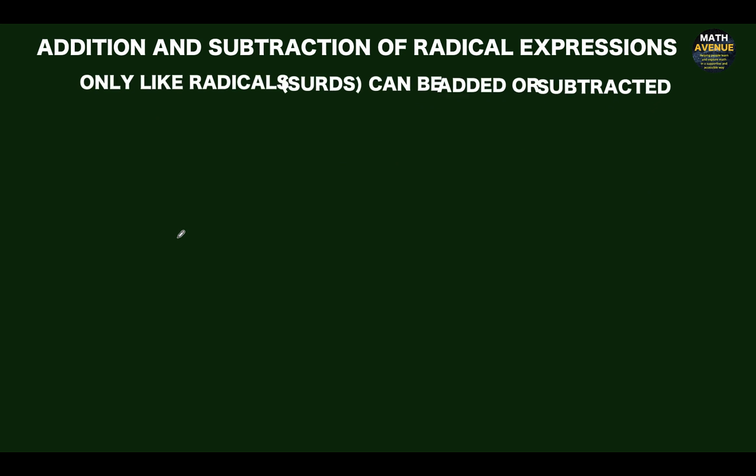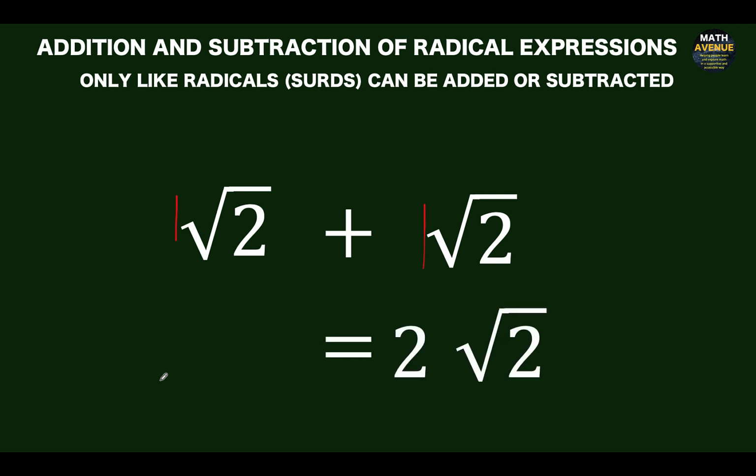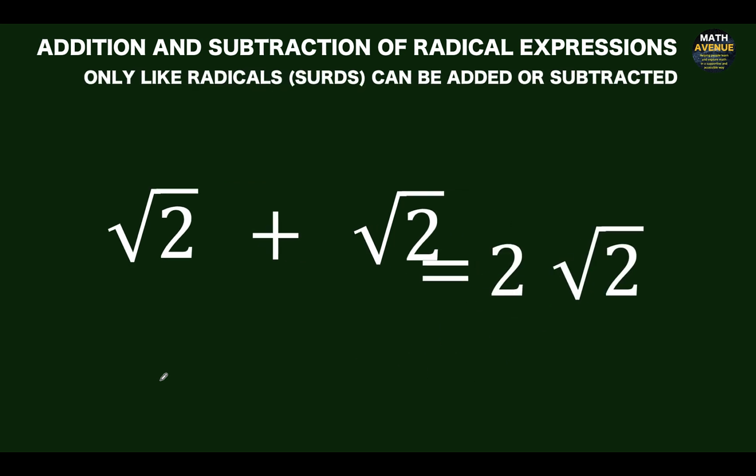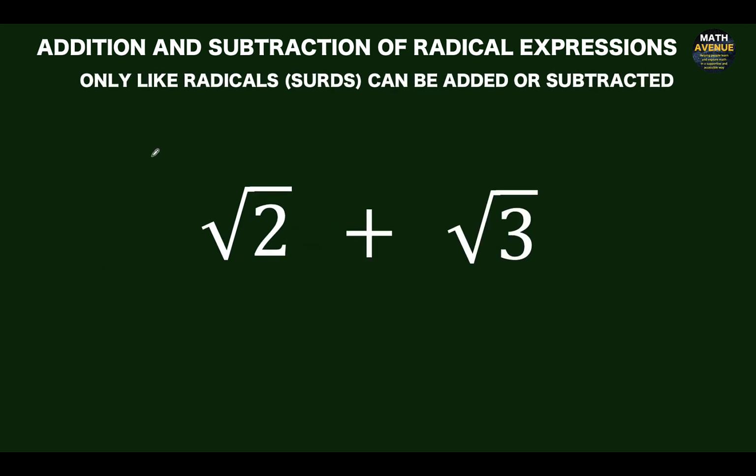Halimbawa po, meron tayong square root of 2 plus another square root of 2. Ang ibig sabihin po nito is, we have one copy of square root of 2 plus another copy of square root of 2. That is equal to 2 copies of square root of 2. And that is our sum. Let's have another example. If we have square root of 2 plus square root of 3, i-check po natin ulit. Ano ba sila? Are they like radicals? Ano ba ang mga like radicals?